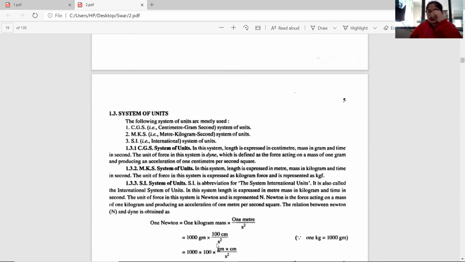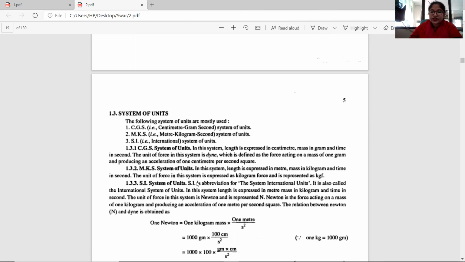Now there are some units. What is a system of units? There are three types of units. First, CGS. What is CGS? Centimeter gram seconds. The second, MKS. What is MKS? Meter kilogram seconds. Third, SI. What is SI? International system of units. So these are three types of units.